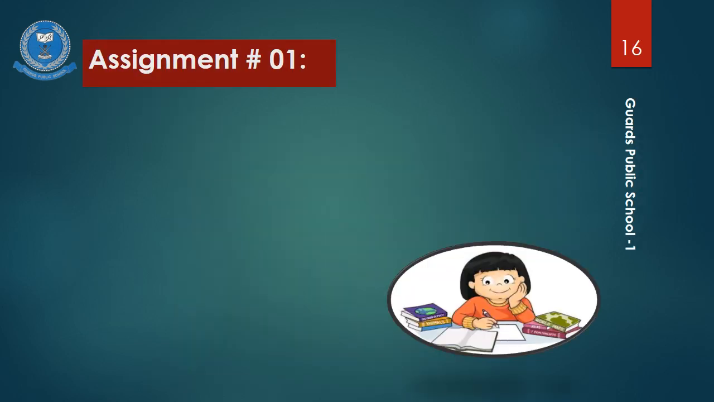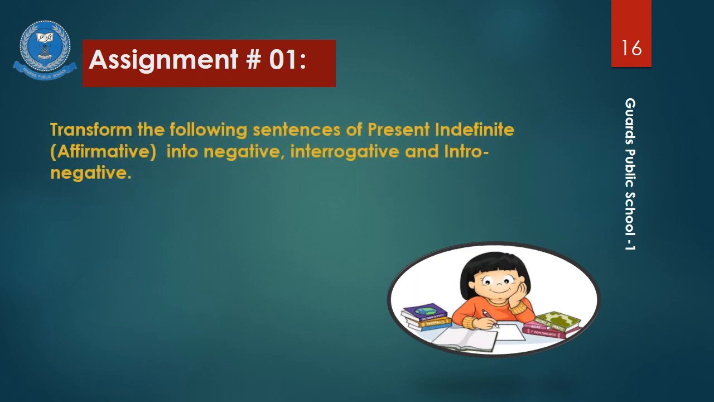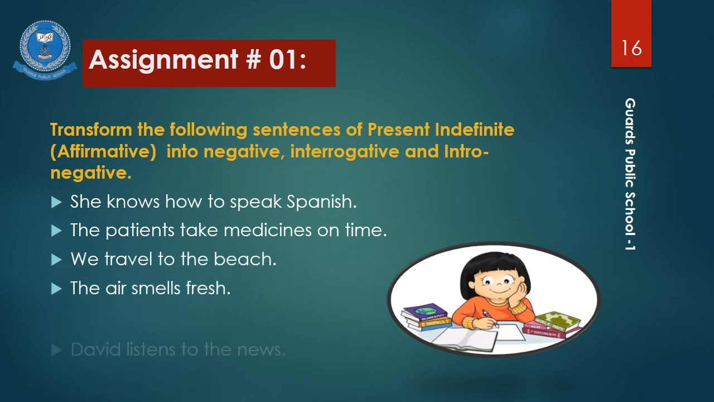It's time for an activity. I have written a few affirmative sentences of present indefinite tense, and you have to change them into negative, interrogative, and interrogative negative sentences, as I did in previous examples. Your sentences are: she knows how to speak Spanish. The patients take medicines on time. We travel to the beach. The air smells fresh. David listens to the news.